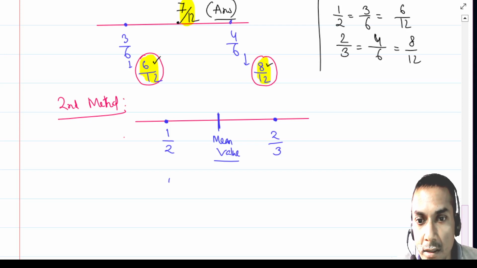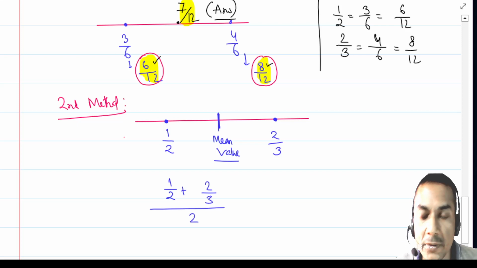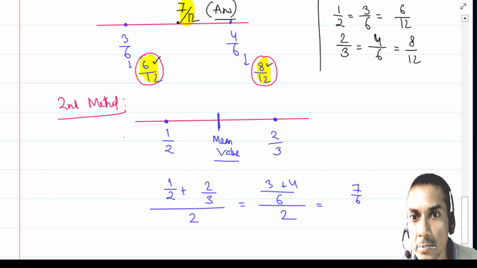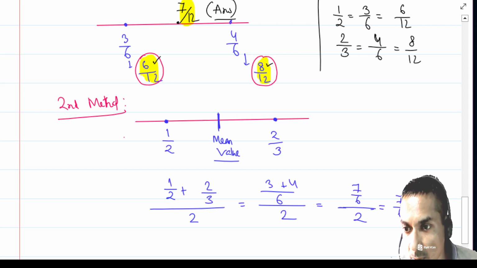It's very simple. 1/2 plus 2/3, divided by 2. The LCM is 6, so 3 and 4, which gives 7/6. And again divided by 2. So 7/6 multiplied by the inverse of 2, that is half, and we get what?